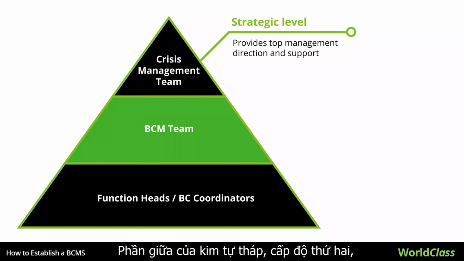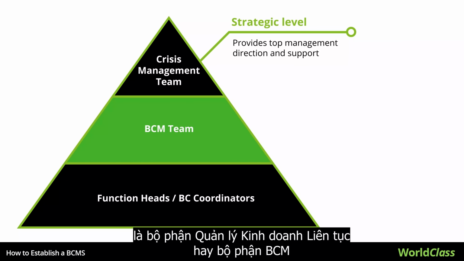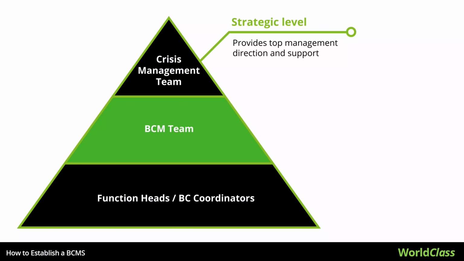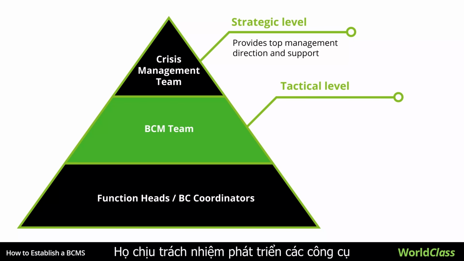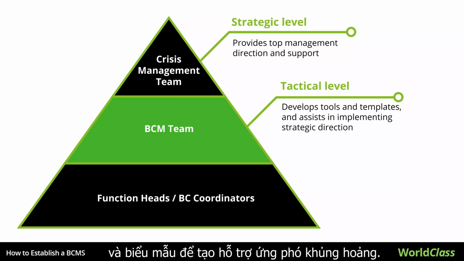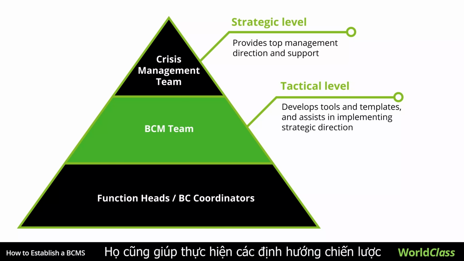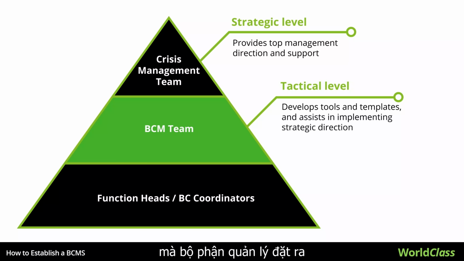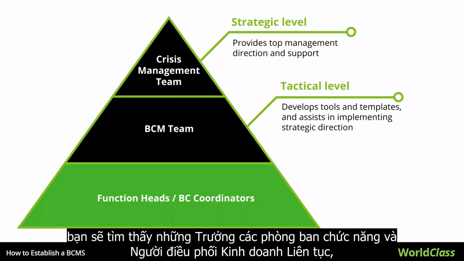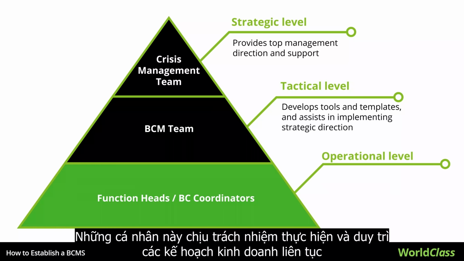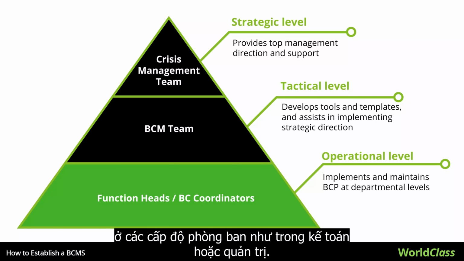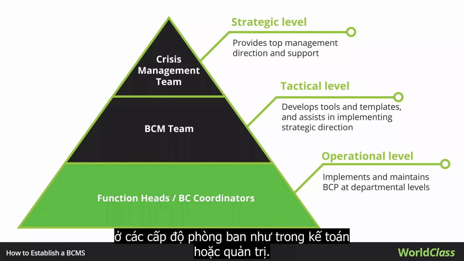The middle part of the pyramid, the second level, is the Business Continuity Management Team, or BCM team. This group takes care of the tactical level of the implementation. It is responsible for developing tools and templates to facilitate crisis response. It also helps implement the strategic direction that is set by the crisis management team. At the bottom of the pyramid, the base level, you will find the function heads and the business continuity coordinators, who are in charge of the operational level of the implementation. These individuals are responsible for implementing and maintaining business continuity plans at department levels, such as in accounting or administration.